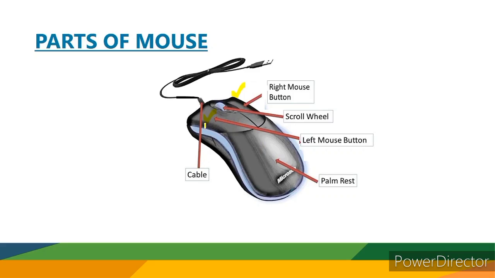And here we have a cable, right? This cable is actually connected to the CPU. So this cable is connected to what? To the CPU. So these are the different parts of a mouse. Shall we tell one more time? Left mouse button, right mouse button, center scroll wheel, then the palm rest and a cable. So these are the different parts of a mouse, right?